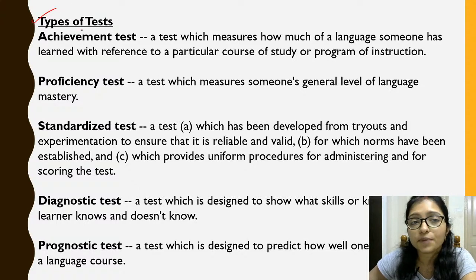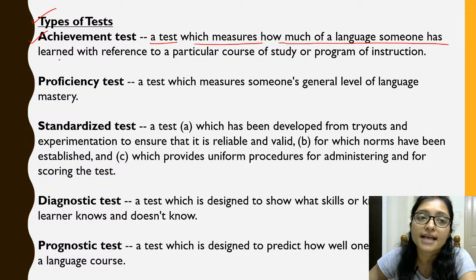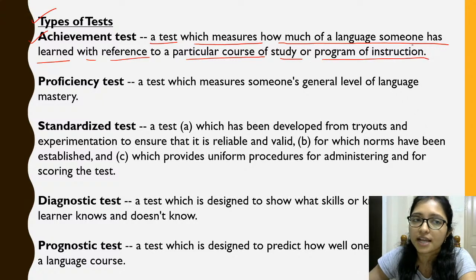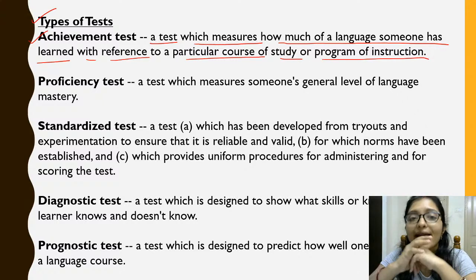So types of test, there are different types of test we have to learn. First one is achievement test. What is achievement test? Achievement test is a test which measures how much of a language someone has learned with reference to a particular course of study or program or instruction, right? Means how much you achieve.